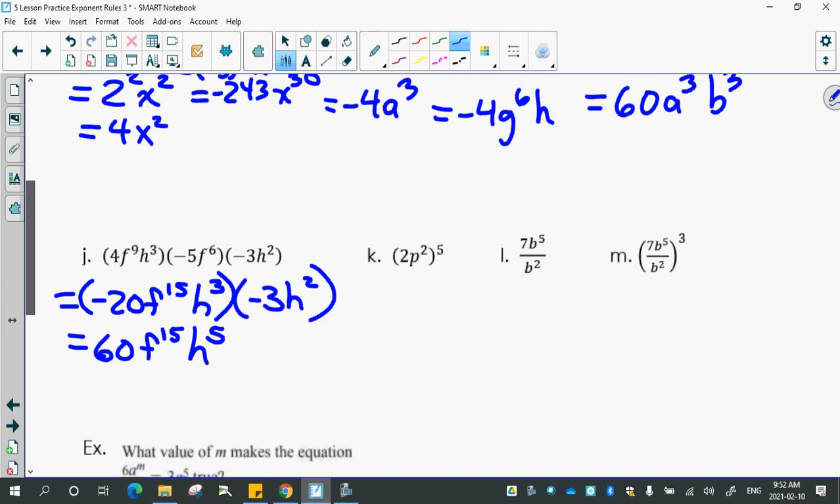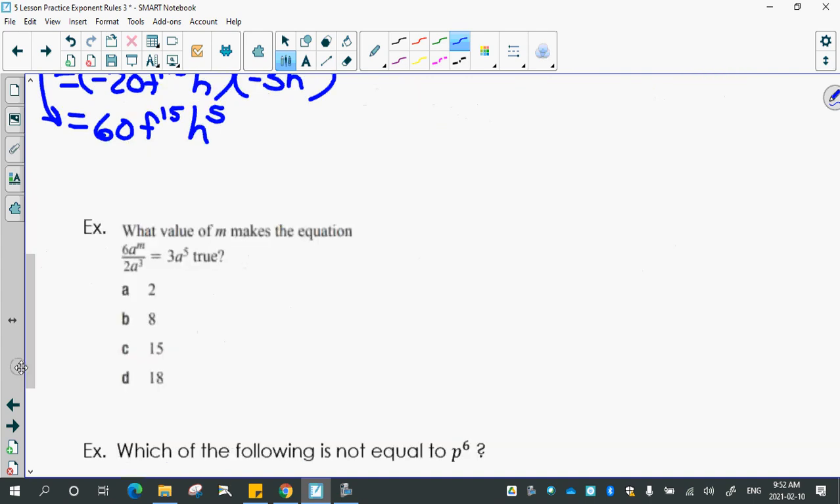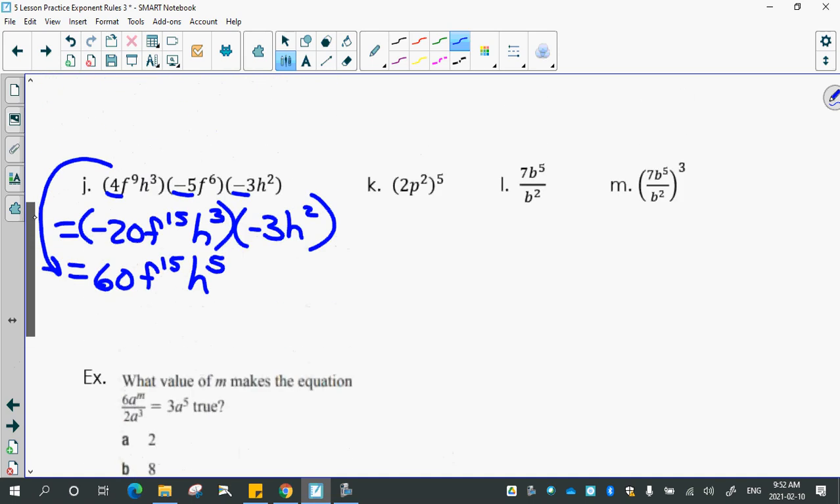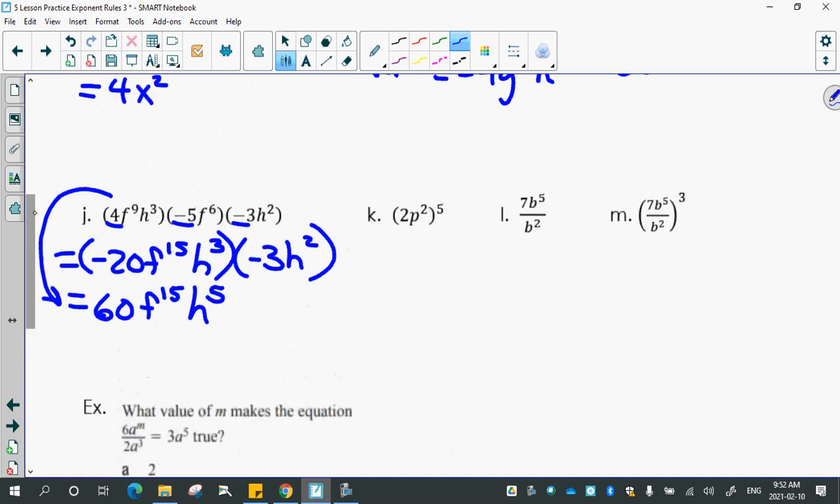Could I have gotten straight from here to here? Yeah, I could have done that as well. So I could have done 4 times negative 5 times negative 3 to get the 60. And then f to the 9th times f to the 6th. Oh, there's not an f there. Oops. And then h cubed times h squared. Yes, I could have. Okay, so either I could show a middle step or I could go straight to the answer. Who thinks they've got K?